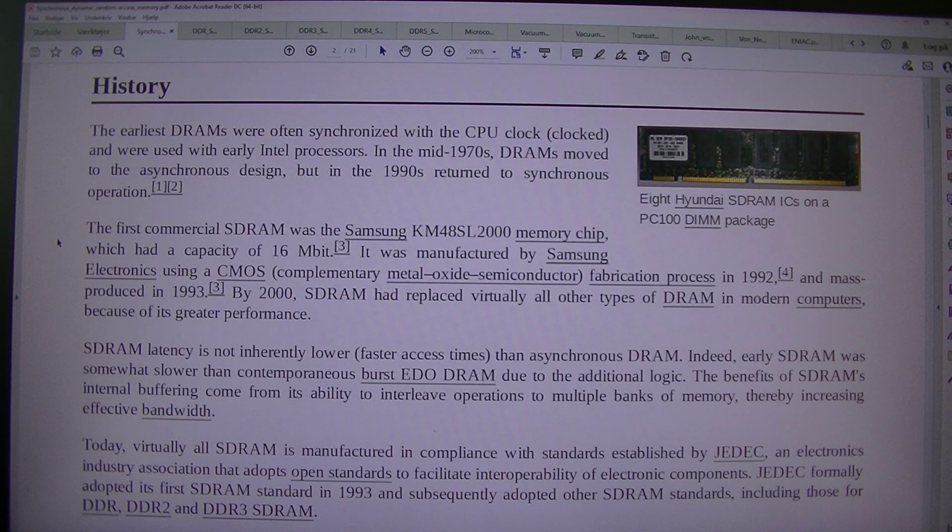History. 8 DRAM ICs on a PC100 DIMM package. The earliest DRAMs were often synchronized with the CPU clock and were used with early Intel processors. In the mid-1970s, DRAMs moved to the asynchronous design, but in the 1990s returned to synchronous operation.